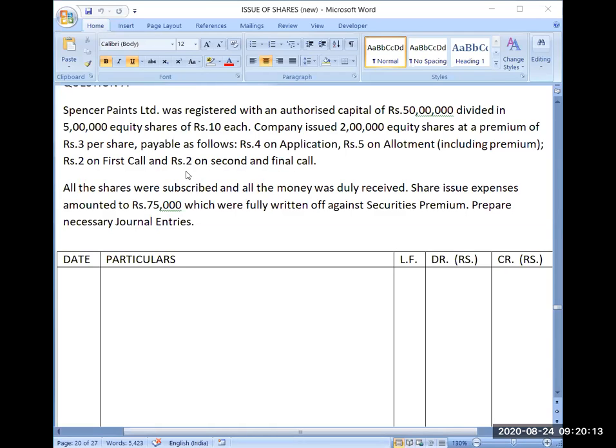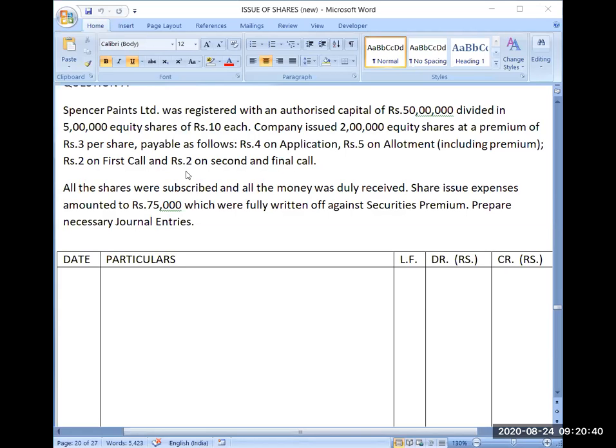Yes, very good. In that manner, because we have issued 2 lakh equity shares and it is saying that all the shares were subscribed. Subscribed means applied. So that means you have received applications for 2 lakh shares.